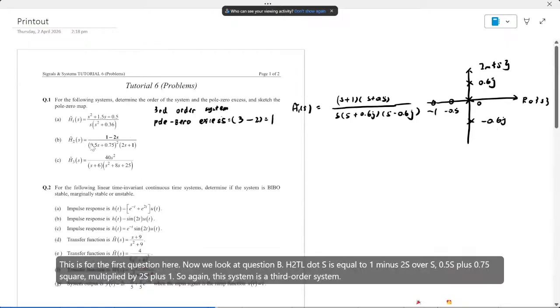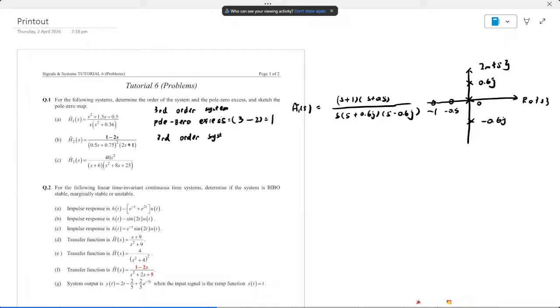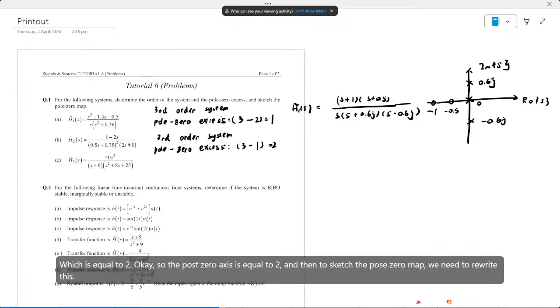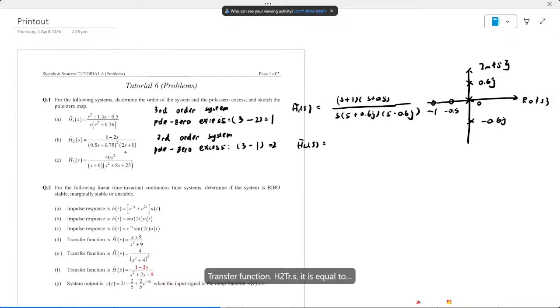Now we look at question B. H2TL.s is equal to 1 minus 2s over s 0.5s plus 0.75 square multiplied by 2s plus 1. So again, this system is a third order system. And then the pole zero excess will be equal to 3 minus 1, which is equal to 2. And then to sketch the pole zero map, we need to rewrite this transfer function. H2TL.s is equal to minus 2 s over minus 2 times s minus 0.5 divided by 0.5 square multiplied by 2 multiplied by s plus 1.5 multiplied by s plus 1.5 multiplied by s plus 0.5.